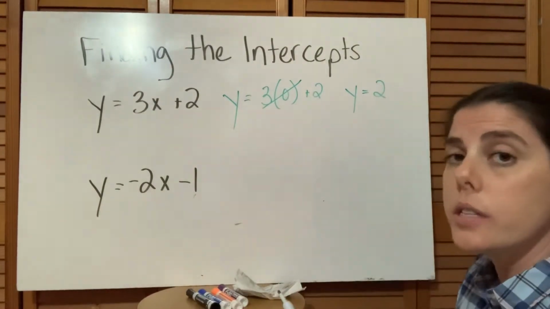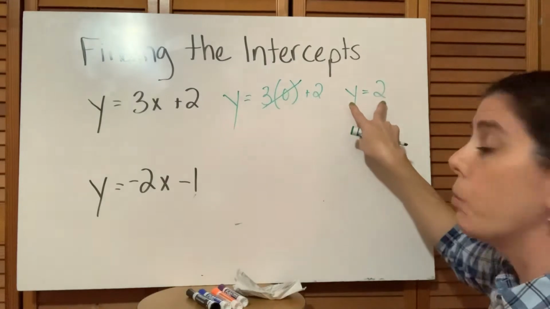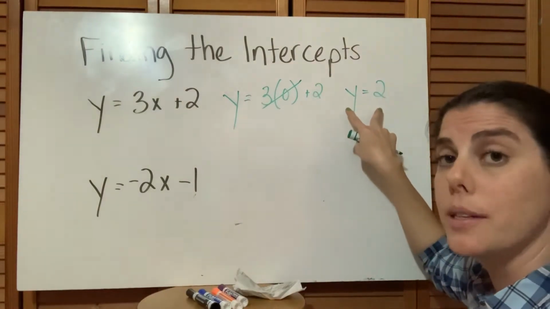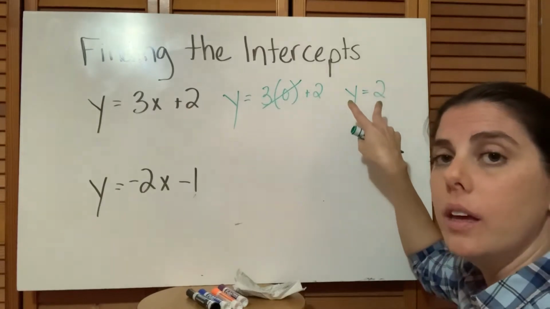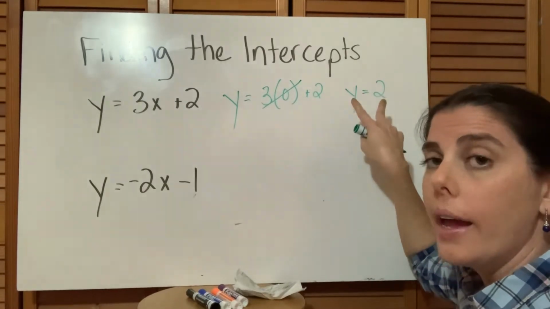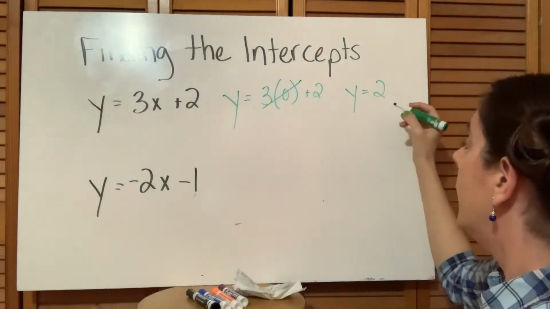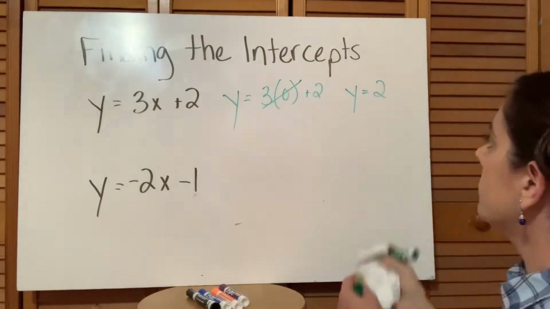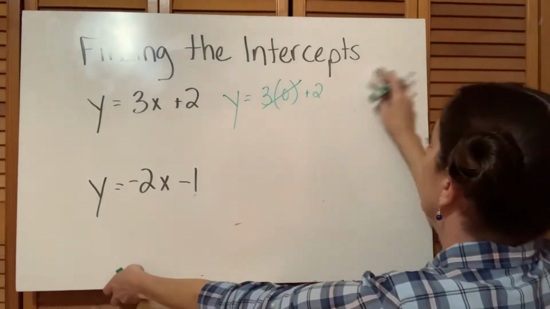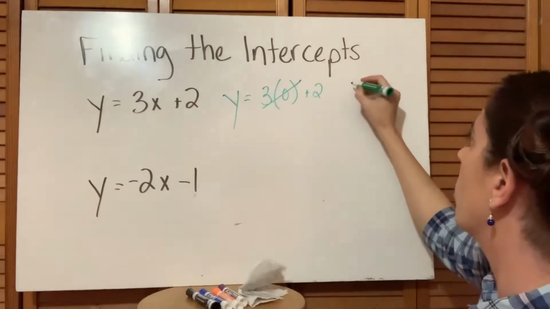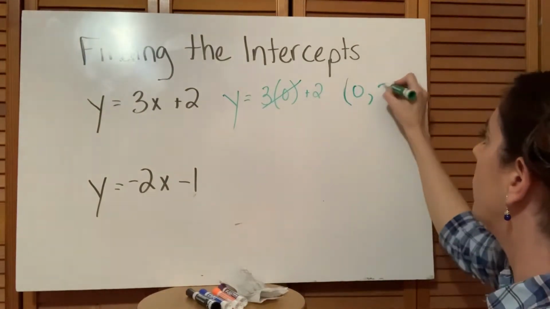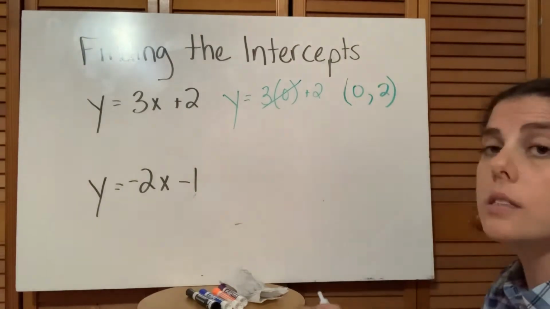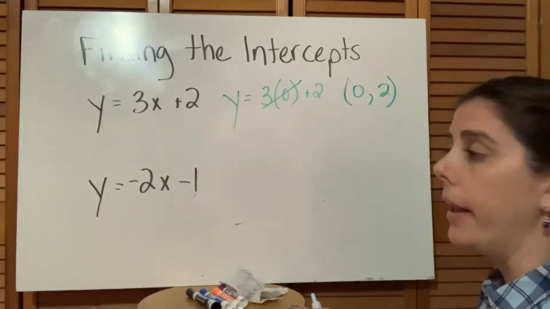Now, because an intercept is a coordinate, we realize that this right here represents a horizontal line. Whenever we're creating the coordinate for the y-intercept, we need to write it in intercept form. So y equals 2 is an actual equation. We're looking for a coordinate. So remember, x equals 0, so y would equal 2. This is the coordinate for our y-intercept.